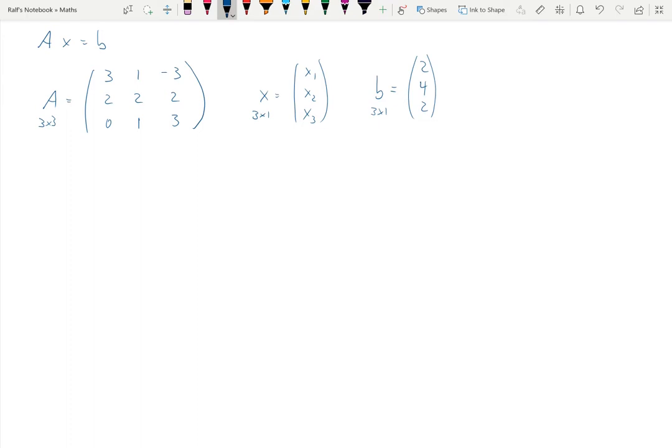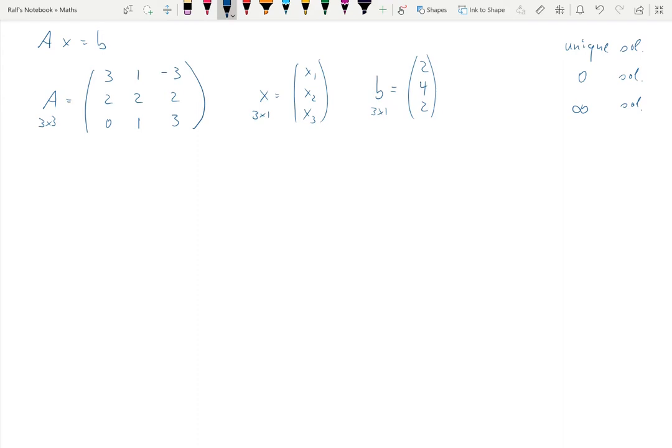We could either have a unique solution, we could have no solution, or we could have an infinite number of solutions. And it's quite important to understand what the situations are where you have either a unique solution, no solution, or an infinite number of solutions. And the case of a unique solution is fairly straightforward.